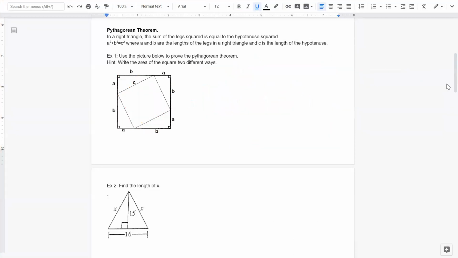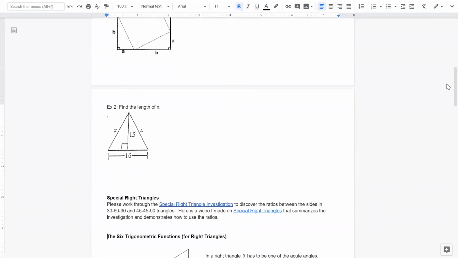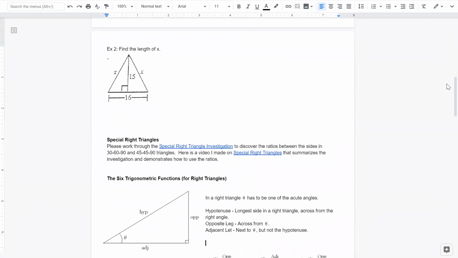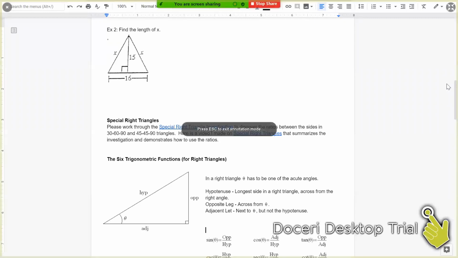So now let's use it to find this missing length here. So find the length of x. We have an isosceles triangle. I know it's isosceles because the two side lengths are both x.